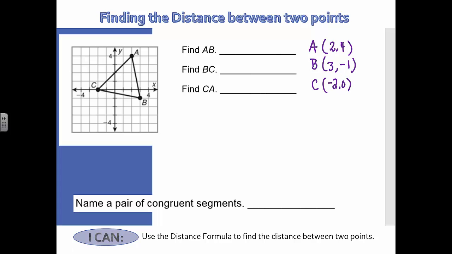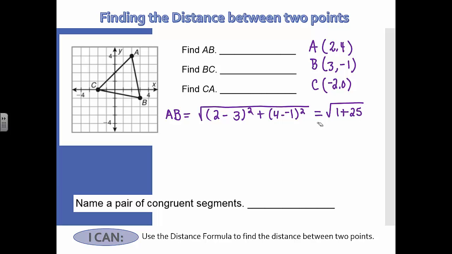Okay. So essentially, we have to do the distance formula 3 times. The first one I'm going to find is AB. That's going to be equal to the square root. I need the difference of the x's of A and B. So 2 minus 3 quantity squared plus the difference of the y's, 4 minus a negative 1 quantity squared. So I'm going to try to simplify this. That's going to give me negative 1 squared, which is 1. So the square root of 1 plus 5 squared, which is 25. So this turns out to be the square root of 26.